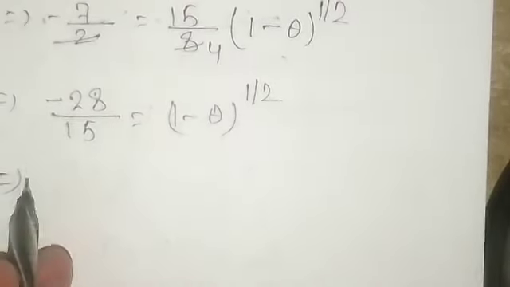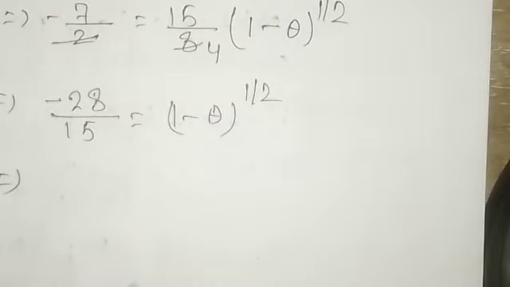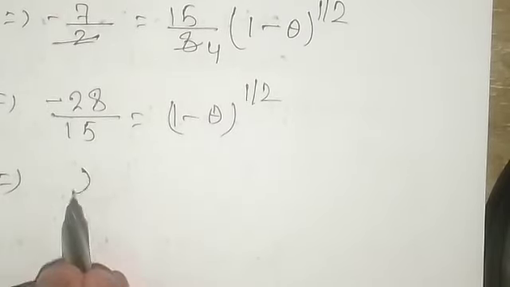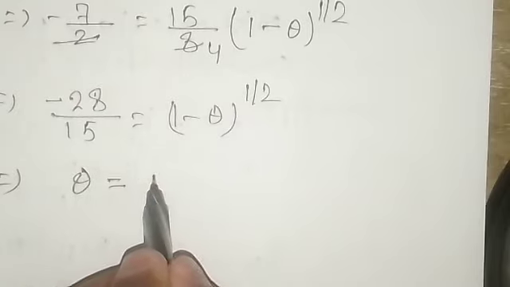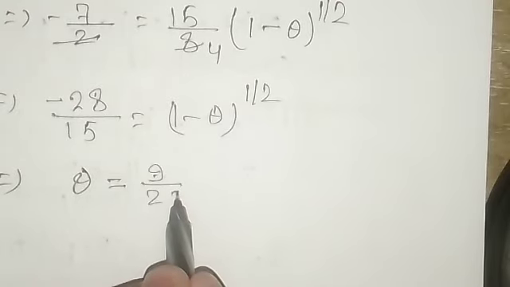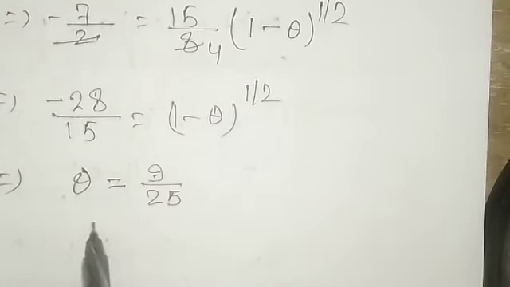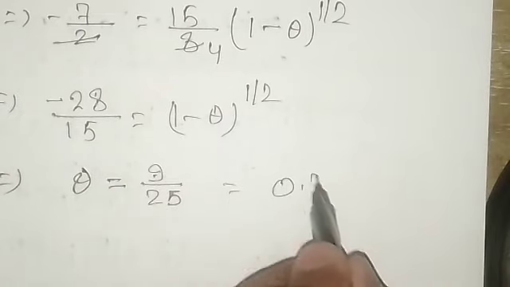So this will come to this side, and you got some values. On simplification, theta is equal to 9 by 25, or you can say that is equal to 0.36.